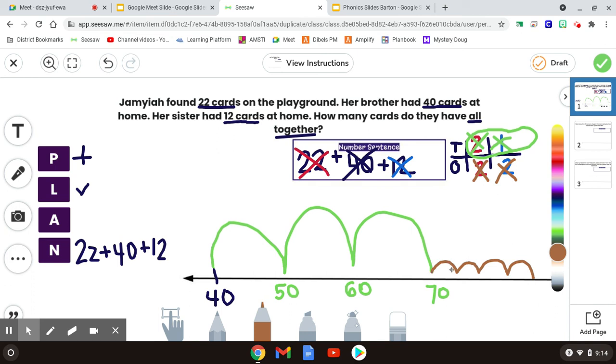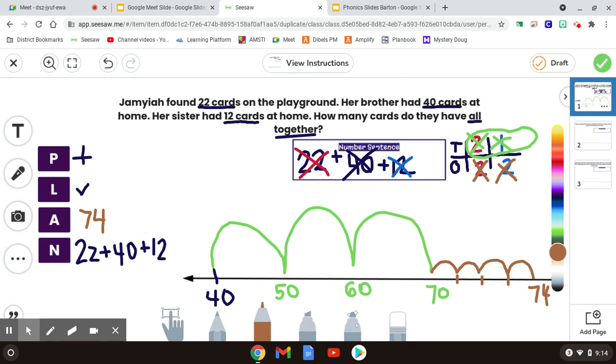So 71, 72, 73, and then we land on 74. Is it going to let me write the 4? 74. So my final answer for this problem is 74 cards. That's how many they have all together.